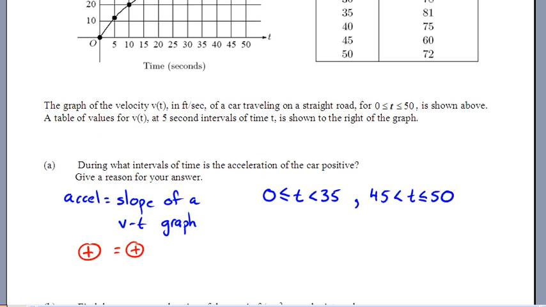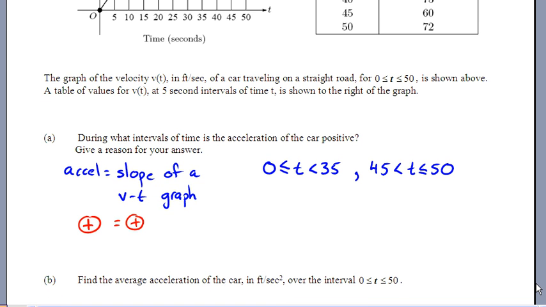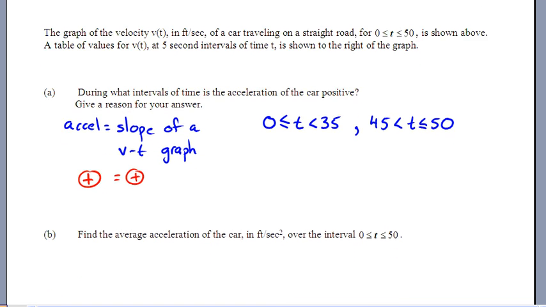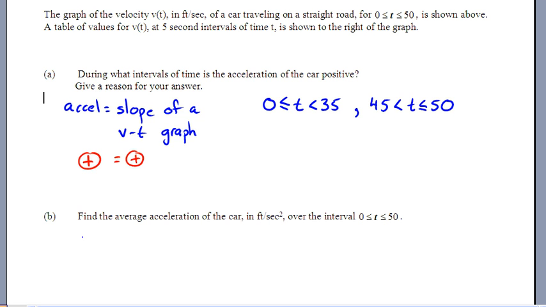Okay, well that first part wasn't so bad. B, find the average acceleration. Okay, so again, we're working with a velocity time graph. So if we're going to try to find the average acceleration, we're going to have to do the average slope, the average rate of change, right? That's going to be our strategy here to find that average acceleration.